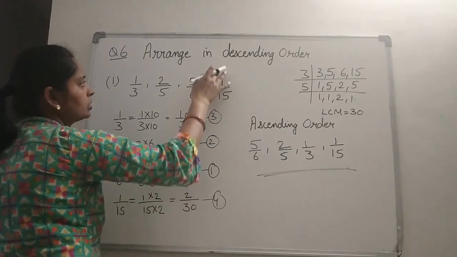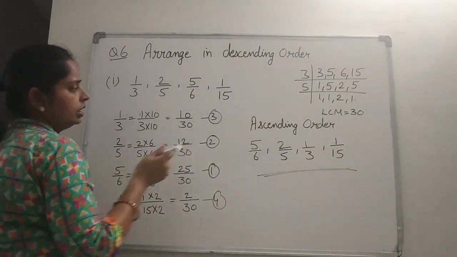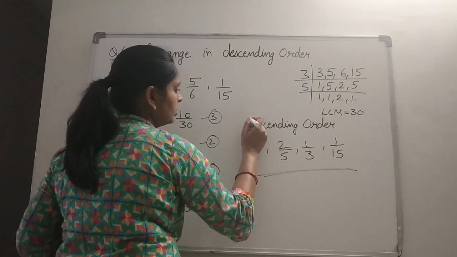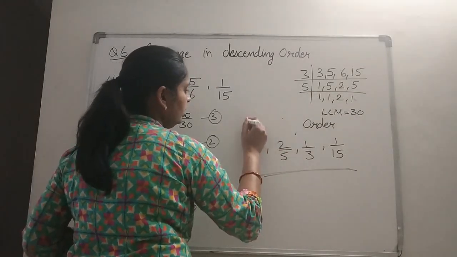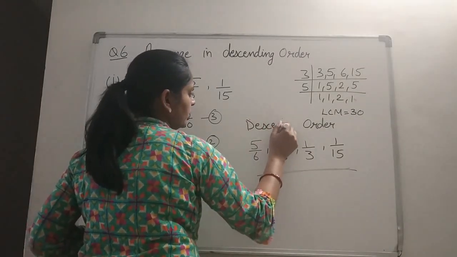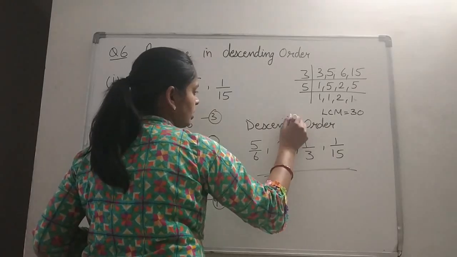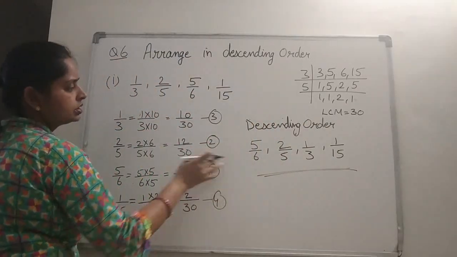Okay. Sorry, it was descending and I have written here ascending. So we have done the arrangement in descending order only. Fine. We have done the arrangement in descending, but by mistake I have written ascending. So this is your answer.